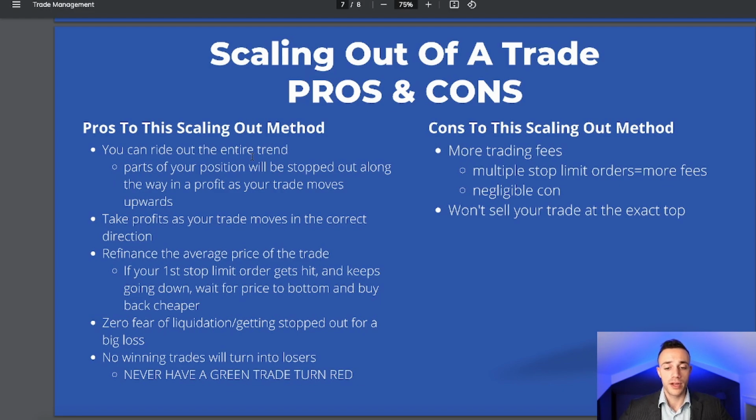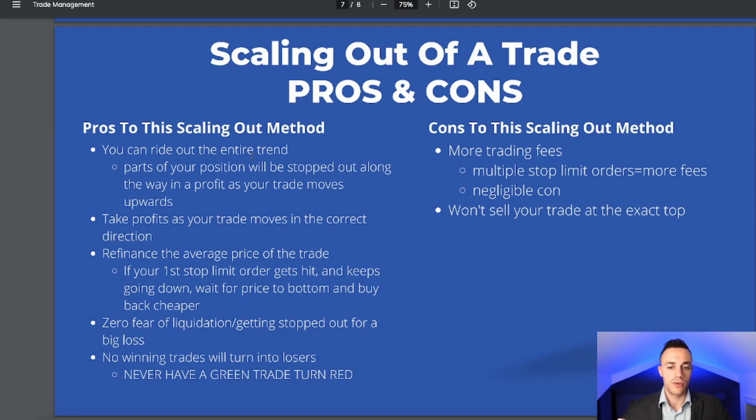So not a big deal, but again, for some, they might not like that. And then the next con would be you won't sell your trade at the exact top. A lot of people want that satisfaction of selling at the exact tick before price reverses. This method with your ladders, you're not going to be selling the exact top. Some may see that as a con, some may see that as a benefit, but nonetheless, you can't sell the exact top when you're using a stop limit ladder to scale out of a trade to manage your risk.